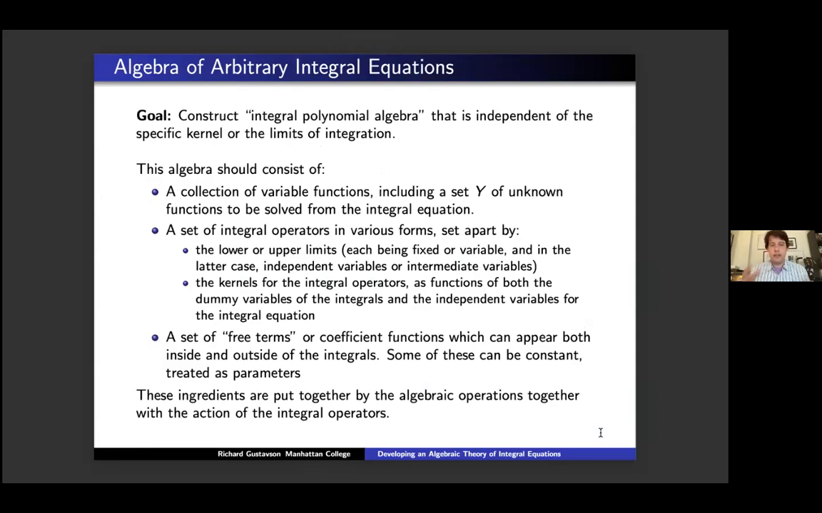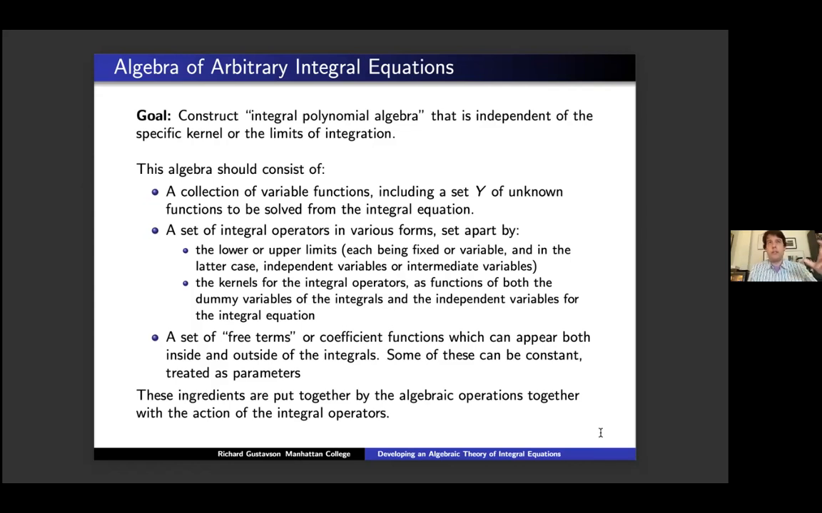So let's just try to summarize what we want to do. We want to construct an integral polynomial algebra. And this algebra should consist of a collection of variable functions. So we have some set of indeterminates y. These are the unknown functions that we want to solve for in a given integral equation. We should also have a collection of integral operators. And these operators should depend on the limits of integration and the kernel. So basically, for each kernel, we're going to have a separate integral operator. And if you change the limits of integration, that's also going to be a separate integral operator.